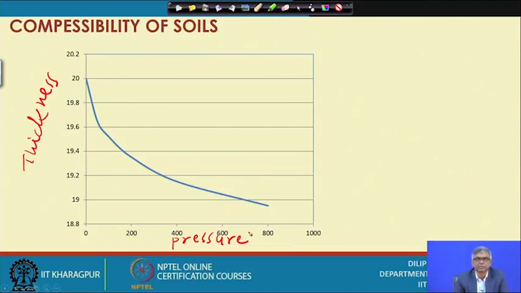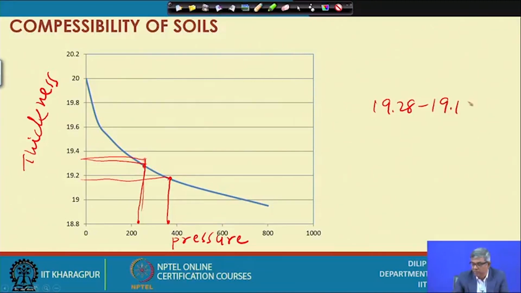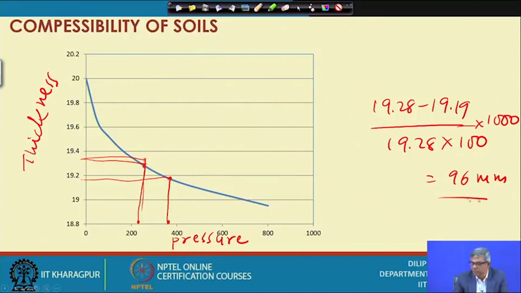So, in the pressure versus thickness plot, this is the 250 and the corresponding thickness we have got, and this is about 350 and the corresponding thickness I have got. So, 19.19 here and 19.28 here. These two give the expression 19.28 minus 19.19 divided by 19.28 times 100. This will be in meters, multiplied by 1000 that will give you millimeters. So, 96 millimeter. This calculation is shown in the previous slide, but how to do it?